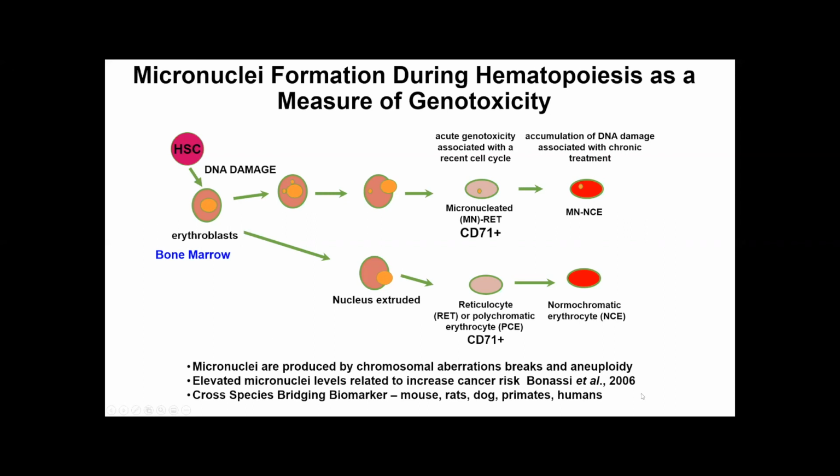So micronuclei are produced by chromosomal aberrations and aneuploidy. Elevated micronuclei are shown to be related to cancer risk. And again, it's a rather shallow slope, but there still is a risk for that. And the interesting part of this is you can use this across a number of species, even in humans.